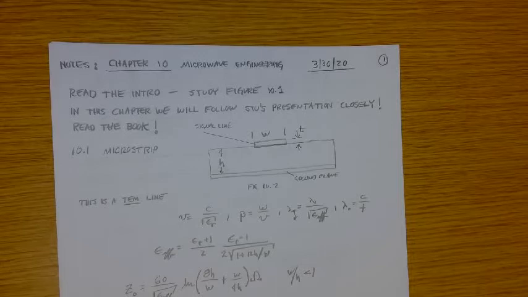The first section in here is on microstrip. We looked at microstrip when we talked about microstrip patch antennas, but we didn't really discuss how to get a desired characteristic impedance by adjusting the width to height ratio for the microstrip. So we need to address that.